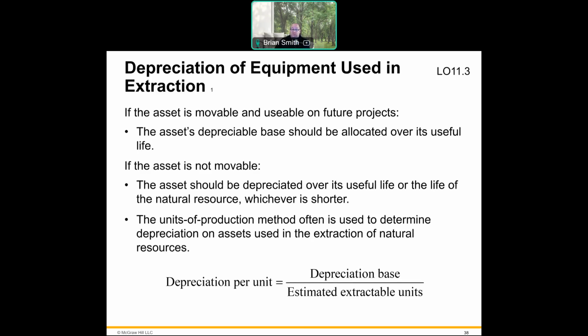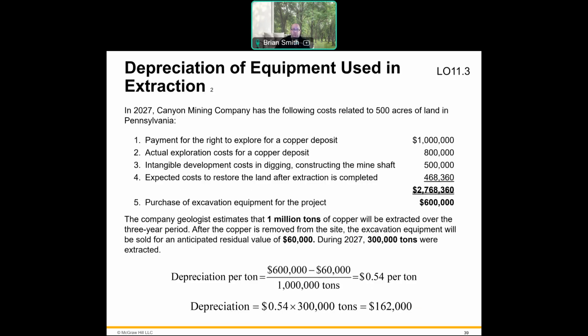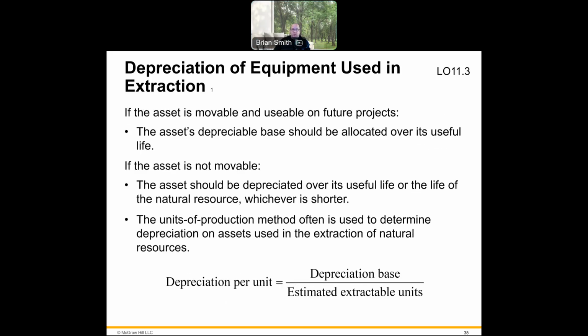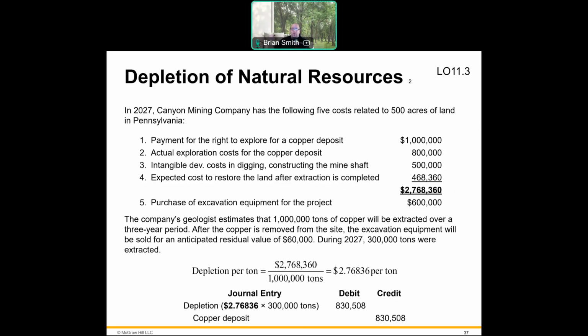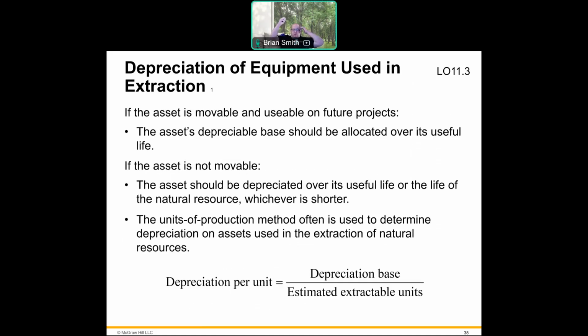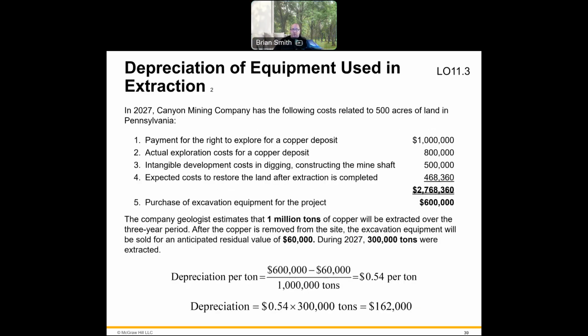Depreciation on the equipment used in extraction. We can use the extracted units in this case as well. This is no different than the units of production method. You come up with the rate and then depreciate based on that rate. That's exactly what it is. It's the units of production method rearing its awesome head. Sorry, I was bouncing between the two, and I think I may have hit the wrong one. Okay, here we go. Depreciation base divided by the extractable units of production. That's how we do it. And then we have a depreciation on the equipment, depletion on the mine itself.